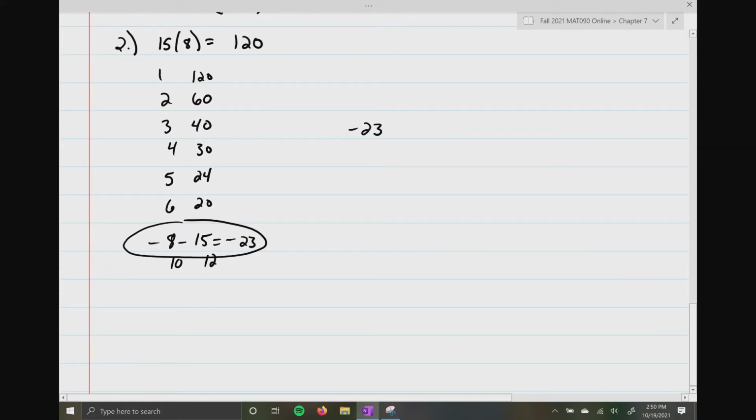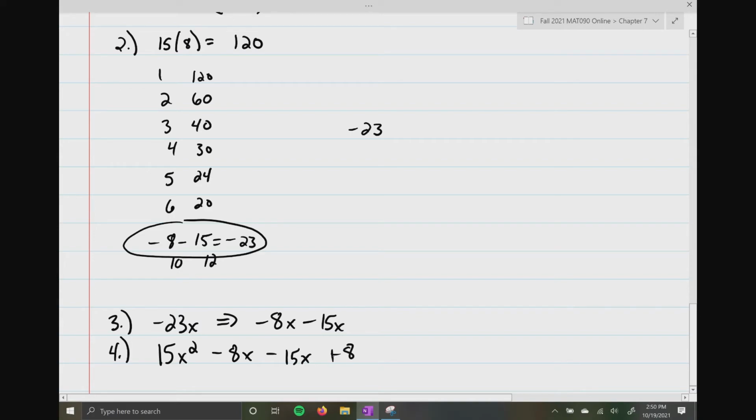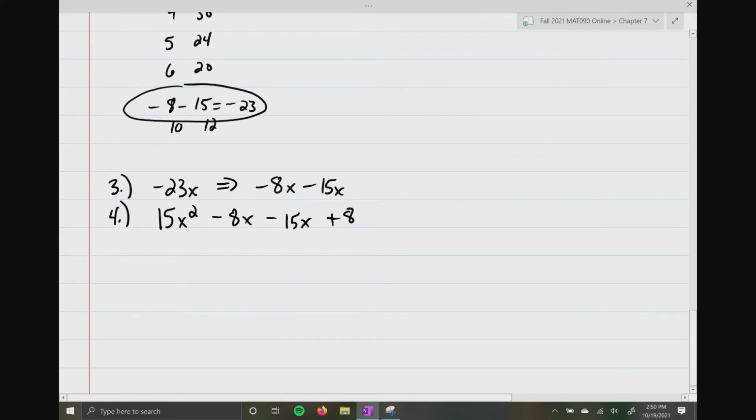So step 3, we're going to take that negative 23x and we're going to rewrite that as negative 8x minus 15x. Okay? And here's our final step, which is step 4. Let's rewrite the problem. 15x squared, and instead of writing the negative 23x, we're going to write negative 8x minus 15x plus 8. Okay? Now, factor by grouping.